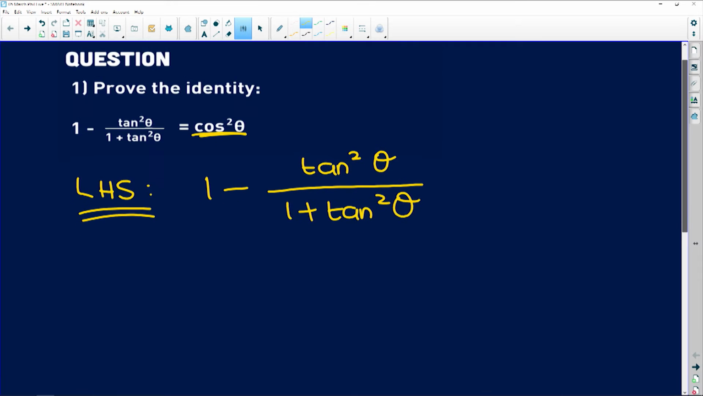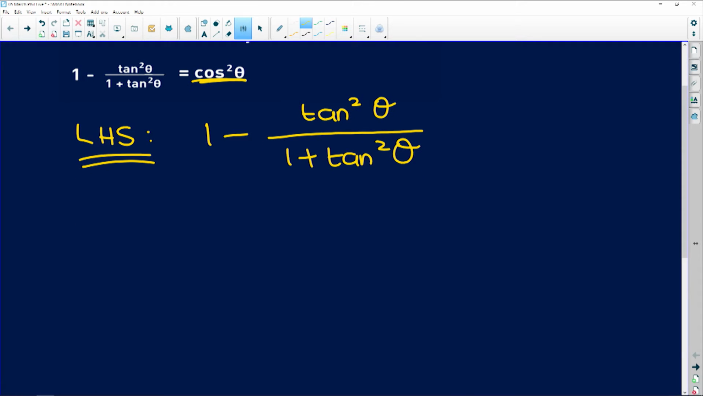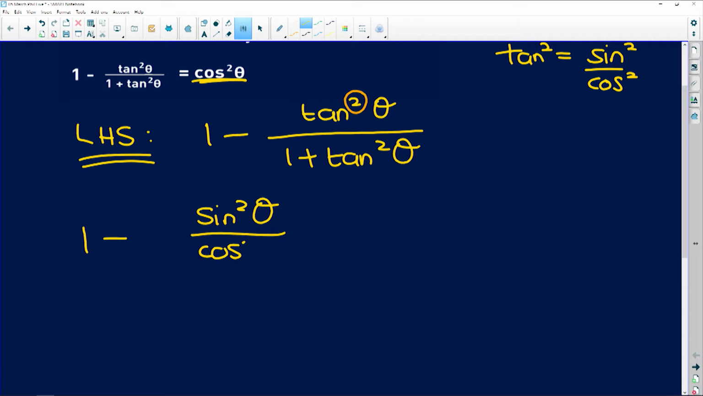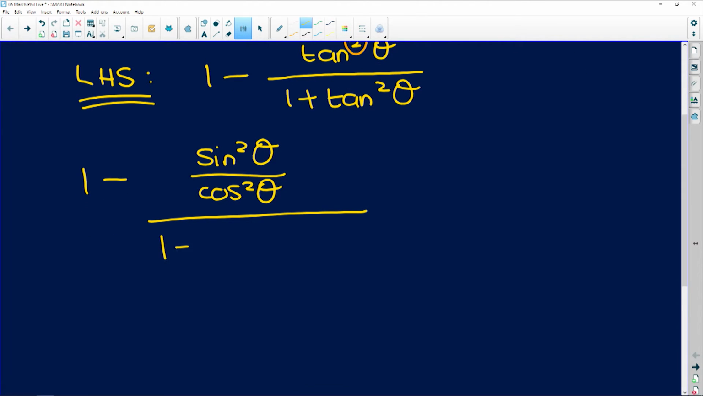So what I'm going to do is I'm first going to change tan to sine over cos. But guys, remember, tan is equal to sine over cos. If I have a square attached to that tan, both of those need to get a square as well. So 1 minus sine squared theta all over cos squared theta is just the numerator. We still have to address the denominator. So I'm going to split that tan as well. 1 plus sine squared theta over cos squared theta.